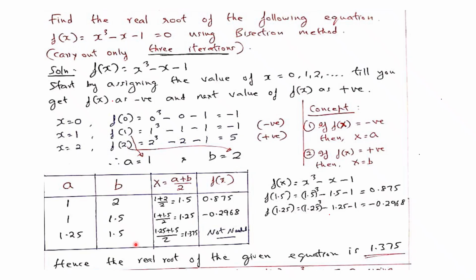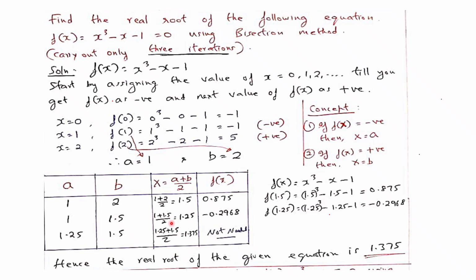So again calculate x. So a plus b by 2, now it becomes 1.25 plus 1.5 by 2, that is 1.375. You can stop here since only 3 iterations are asked. f of x is not required. f of x is useful for us to go to the next iteration and identify what is the value of a or b. So here only 3 iterations are asked, so you can stop here.